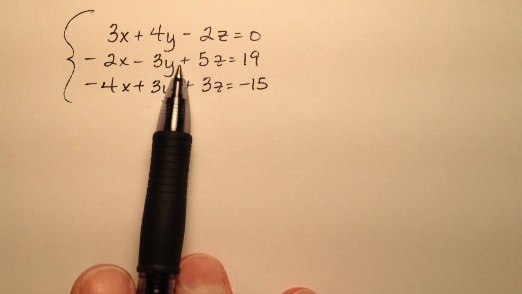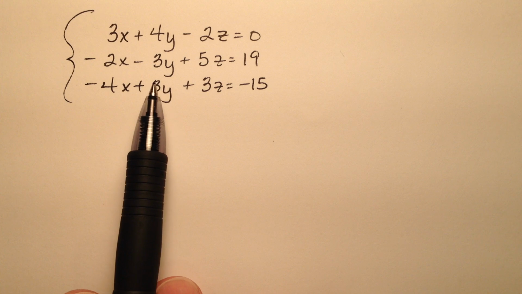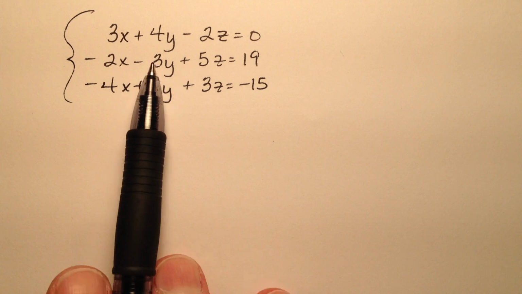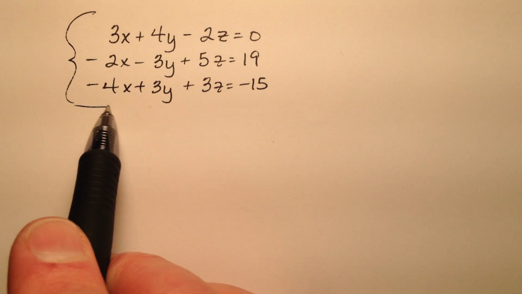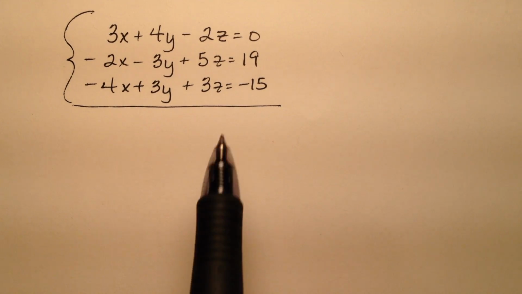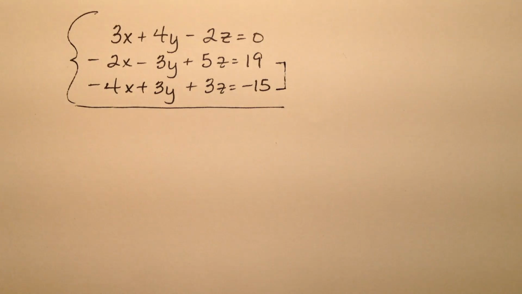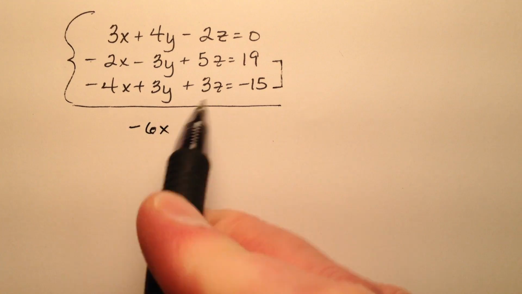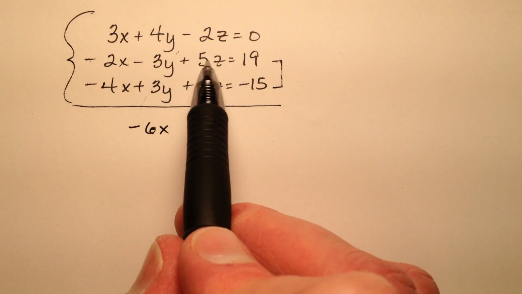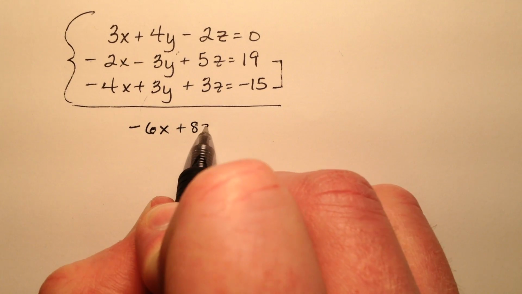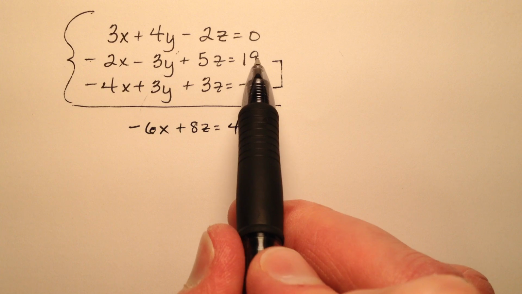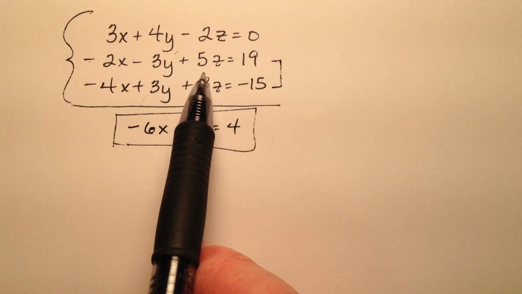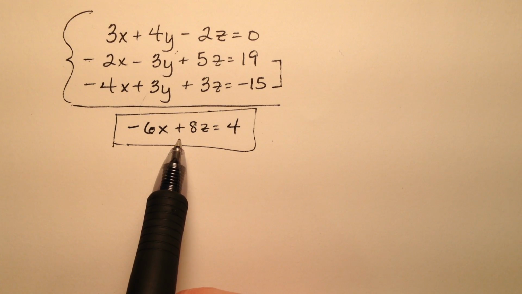And elimination would be a good first step also because when I look at the second and the third equations, the coefficients of my y variables are already equal in number, they're both 3's, but opposite in sign. So they're already ready for elimination. So let's go ahead and take the second and the third equations and add them up. So negative 2x and negative 4x will make negative 6x. My y's will cancel, and then 5z and 3z will make plus 8z equals 4 from the 19 minus the 15. So what we've done here, we've taken 2 equations and we've combined them and eliminated the y's.